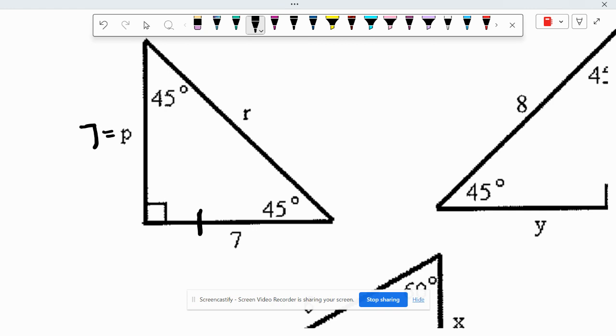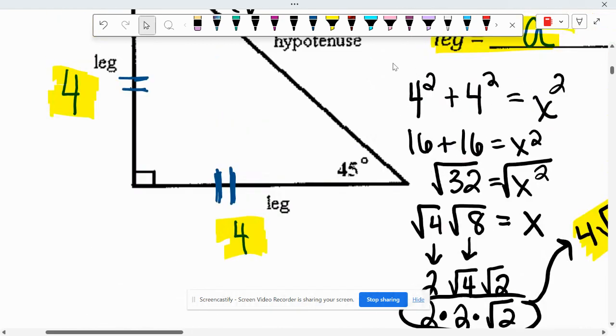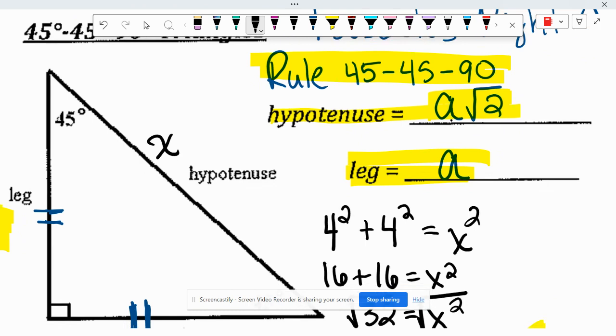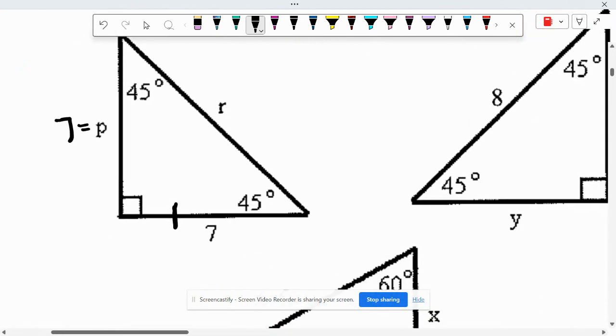Go back. I want you to look at your notes at the 45, 45, 90. If you know the measurement of the leg, what did you do to that to get the hypotenuse? Look at the rule. What did you do to find the hypotenuse? I don't add root 2. Yeah, I'm taking the measurement of the leg and multiplying it by root 2. So if the measurement of the leg is 7, the hypotenuse is 7 times the square root of 2.